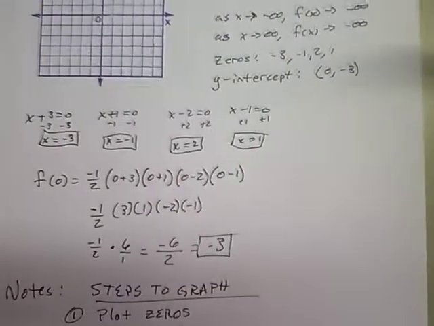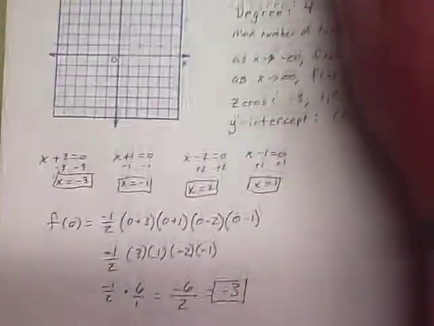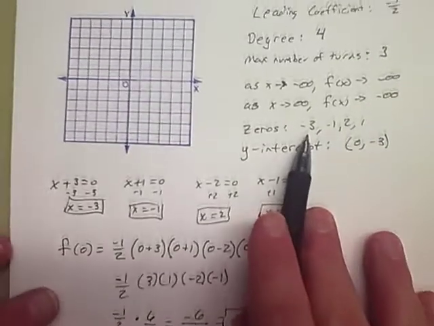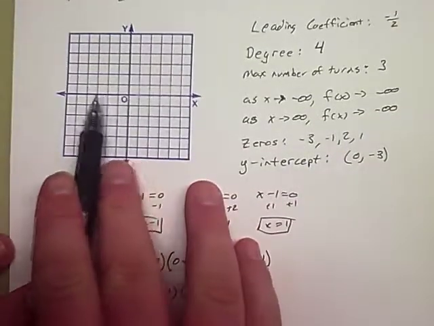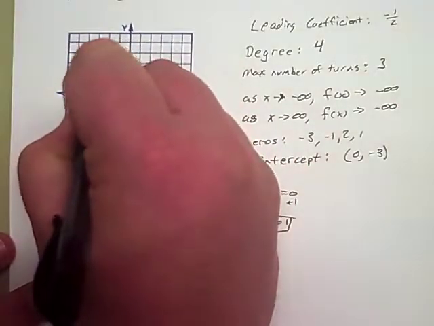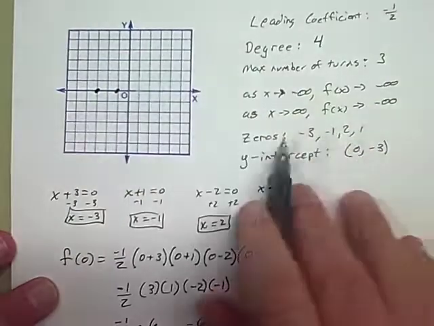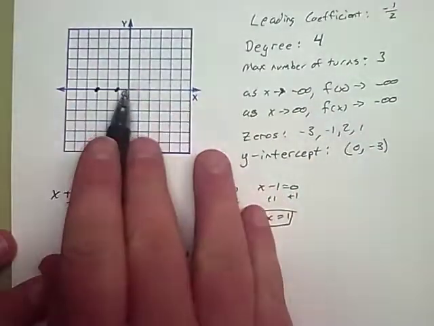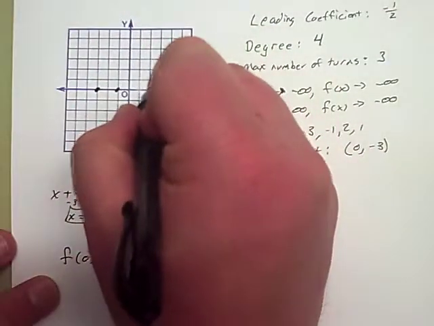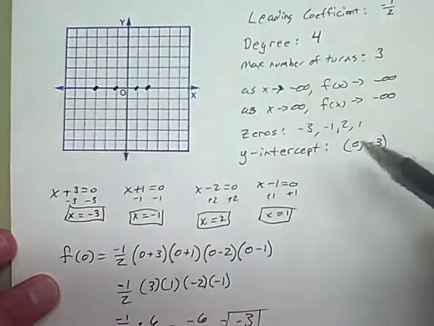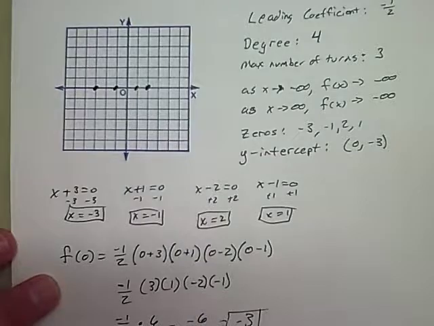Plotting the zeros. All right, here are my zeros. Remember, zeros are the same thing as x-intercepts. So my first zero is at negative 3. So negative 1, negative 2, negative 3. Here we go. The next one's at negative 1 here. The next one's at 2. So 1, 2 here. And at 1 here. These are my zeros. I've plotted my zeros.